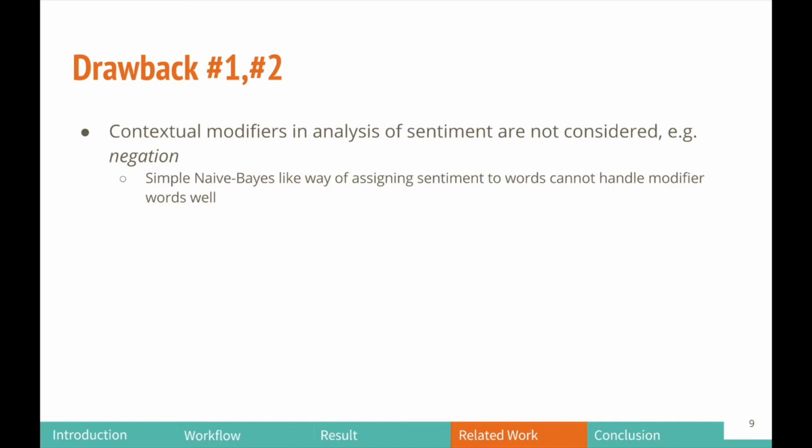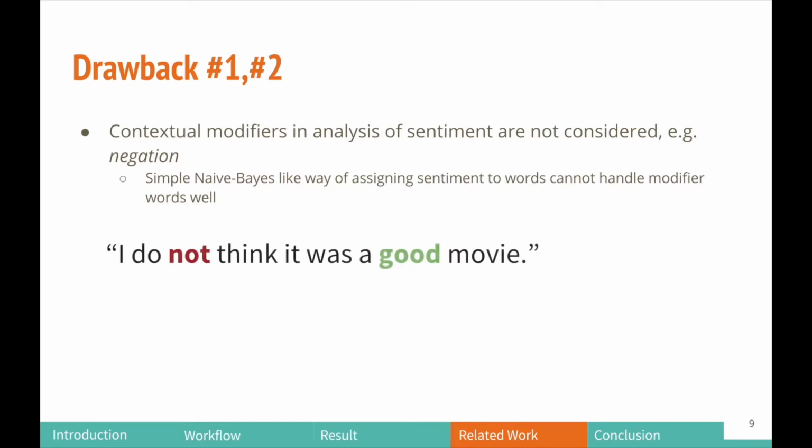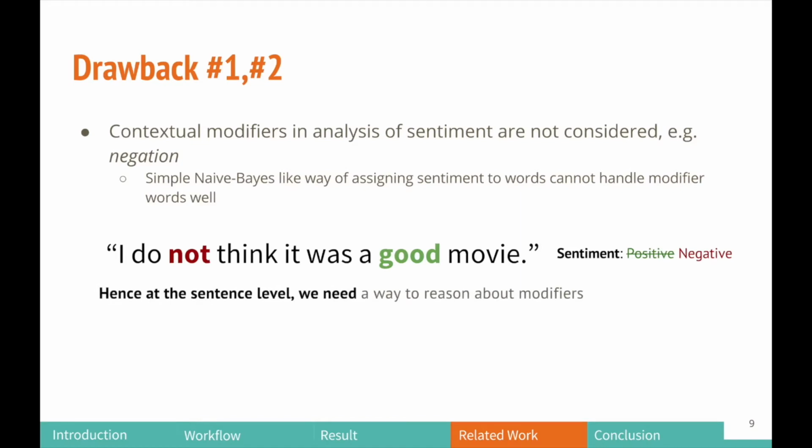For example, consider a sentence like, "I do not think that was a good movie." The sentiment of this should be negative, but the naive-Bayes model might assign a positive sentiment to the sentence if only the probability of positive sentiment given the word good is considered. This is because the fact that not actually modifies the word good is not being considered. Hence, at the sentence level, we need a better way to reason about modifiers.